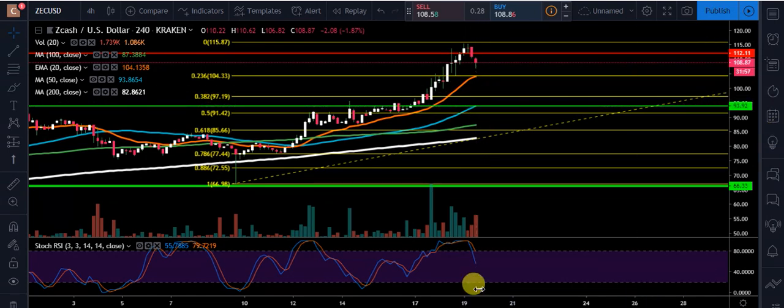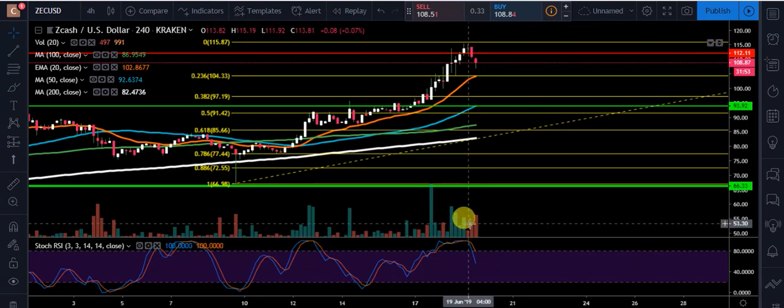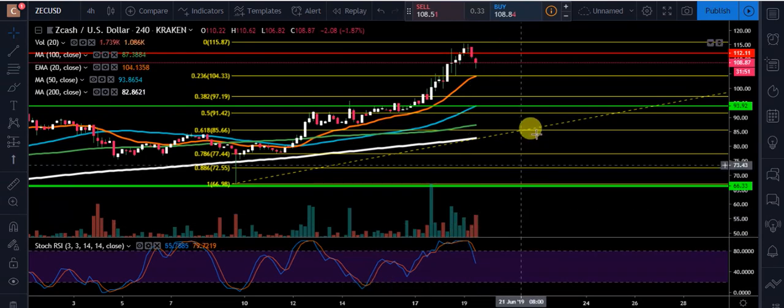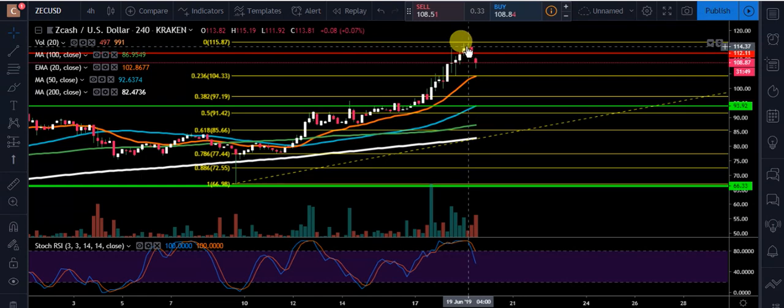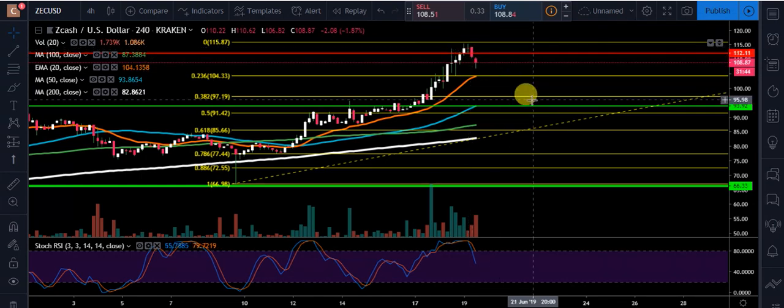at around that 93. And you can see we've had the downward cross here on the stochastic, and volume has been increasing to the downside there, guys. And what we had here was a doji candle followed up by a bearish engulfing candle. So we're going to have to see where we set that higher low. That's what we're looking for. So that's Zcash right now.